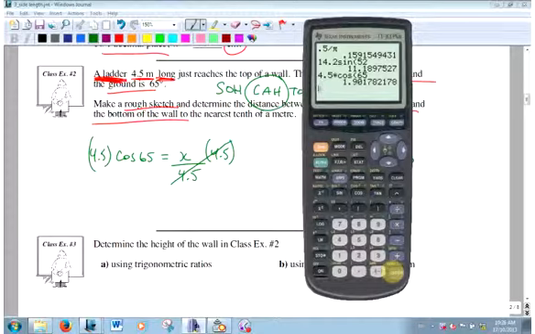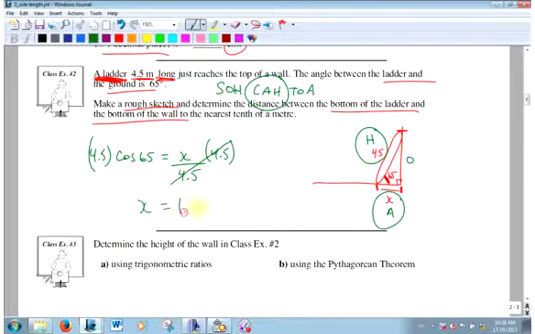What is that? To the nearest tenth, it's 1.9. Do I have a unit? Yes, I do, meters. Hey, you got it right. All right?